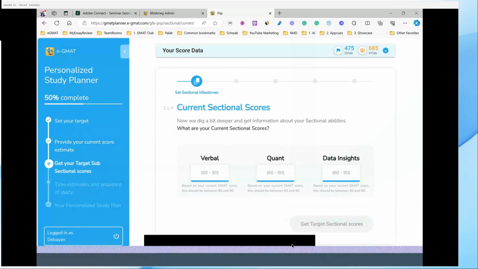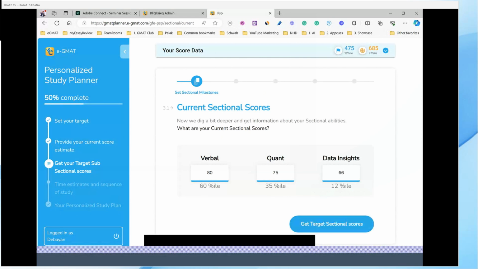Then let's get your starting score. It says current sectional scores over here. Let's say this person has an 18 in verbal, a 75 in quant, and based on that, it tells you that you should have a score between 64 to 68 because you have a 475. Let's say 66 over here.